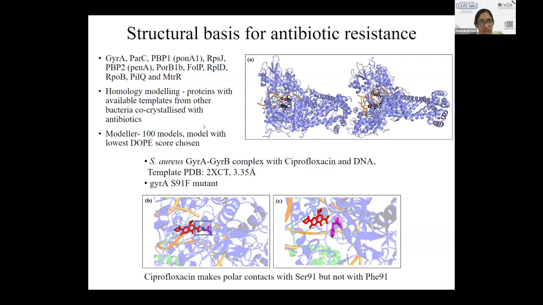Wherever we identified mutations, we carried out homology modeling analysis, and we used proteins with available templates from other bacteria co-crystallized with antibiotics, so that we can see how these mutations affect antibiotic binding. This is an example of gyrase A whose template was from S. aureus. We see that in the S91 to phenylalanine mutant, where in the wild type serine is present, it's making contacts with the antibiotic, whereas in the mutant, phenylalanine is present and it's not able to make contact with the antibiotic. So this can lead to drug resistance.